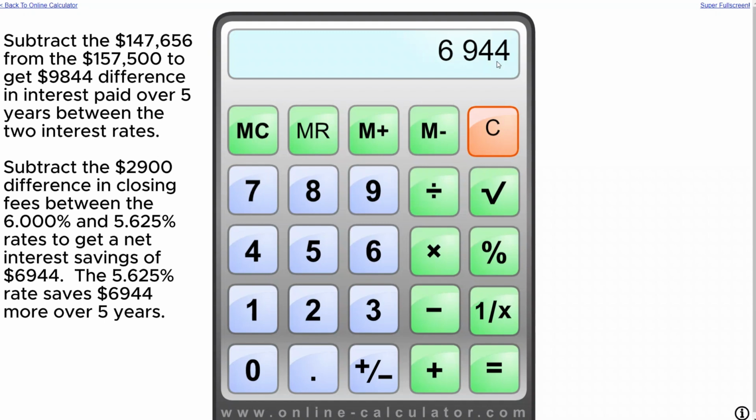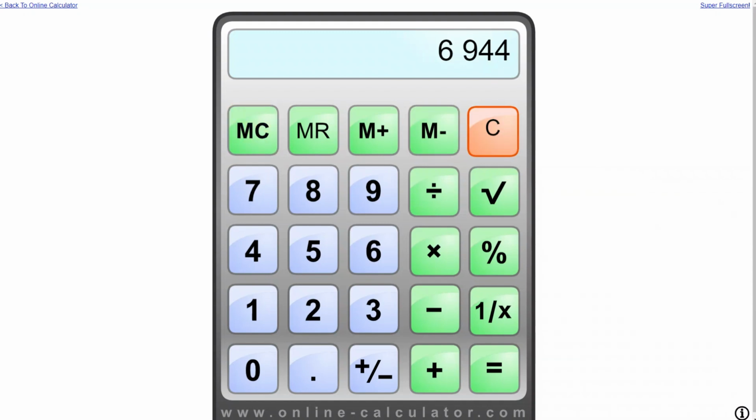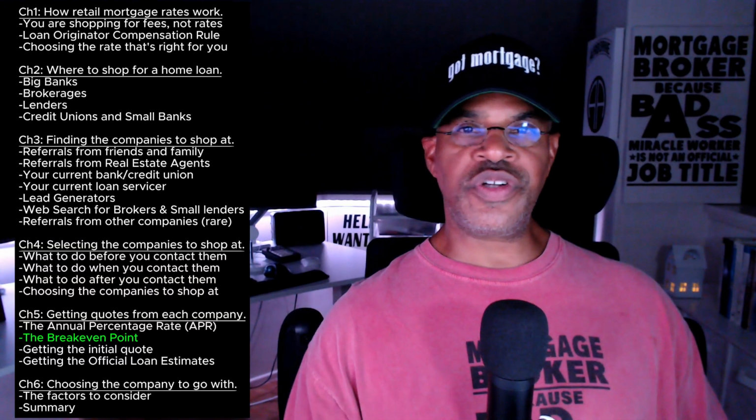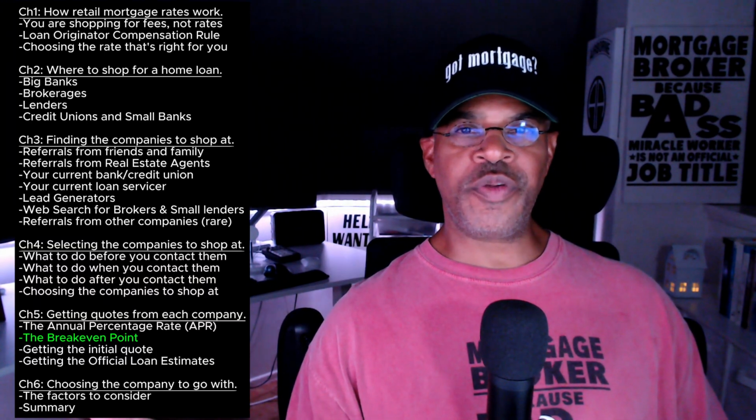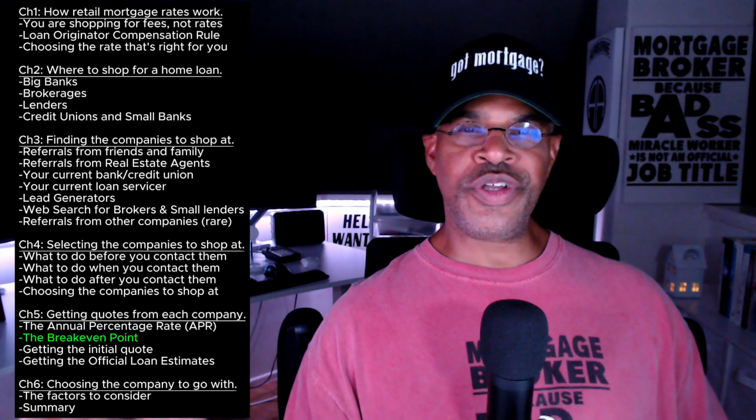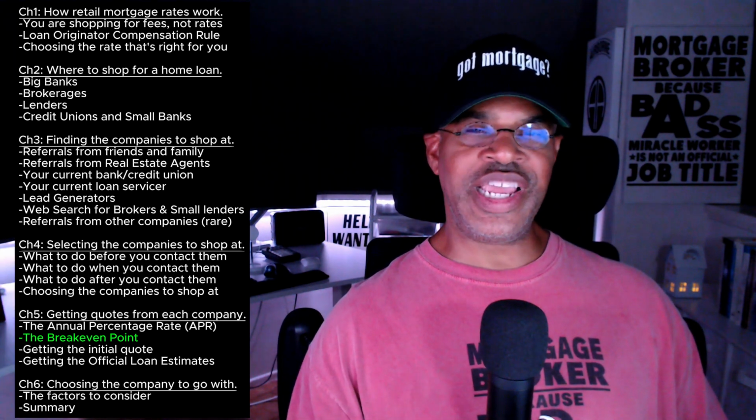So in other words, it is worth it over 5 years to pay $2,900 extra in closing fees to get the 5.625 interest rate. And that is it. Pretty easy peasy in a nutshell. So those are the 3 scenarios, 2 for refinancing and 1 for purchasing. All right. So there you go. You're armed with some more weapons to save you money.